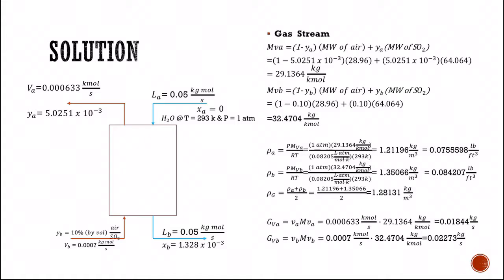Getting the mass velocity at the feed and at the product by getting the product of VA and the molar weight. Substituting the values, we get 0.01844 kilogram per second and 0.02273 kilogram per second.